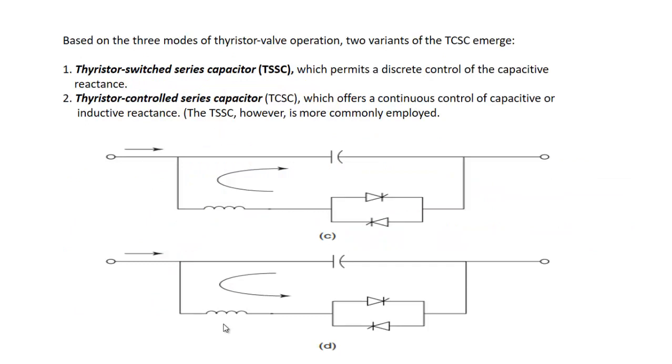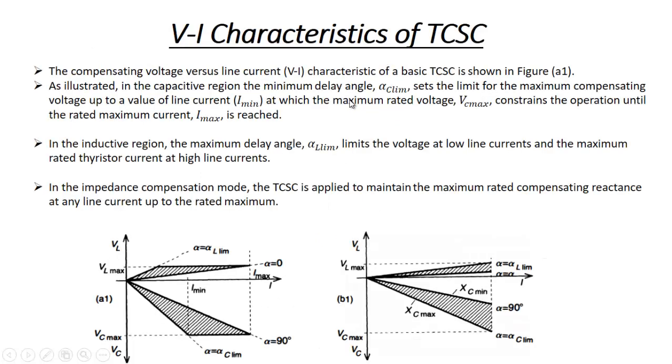So based on these three modes of thyristor valve operation, two variants of the TCSC emerge. One is the thyristor switched series capacitor, which permits a discrete control of the capacitive reactance. That means either the capacitive reactance is in the circuit, as if there are no thyristors, or it is not there in the circuit, as if we have a closed switch. Or we have the thyristor controlled series capacitor, which offers a continuous control of capacitance. In this case, alpha will be between 0 and 90 degrees. We have already discussed this as well.